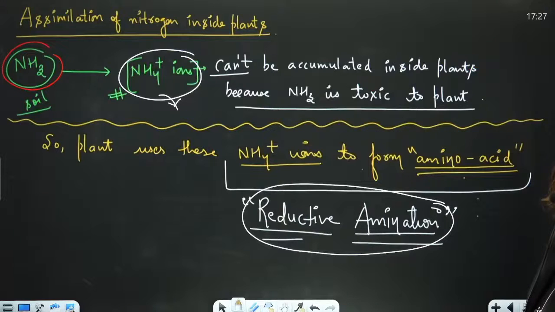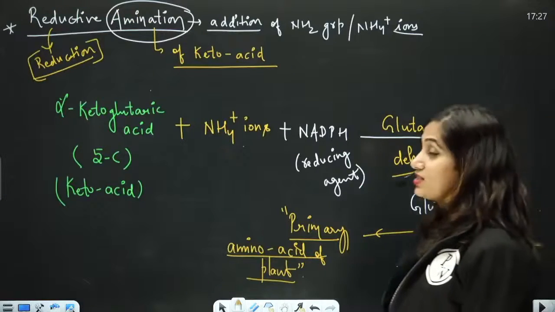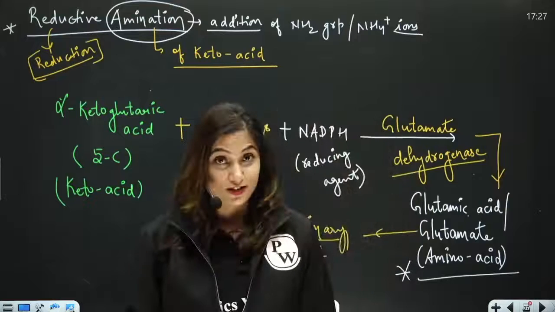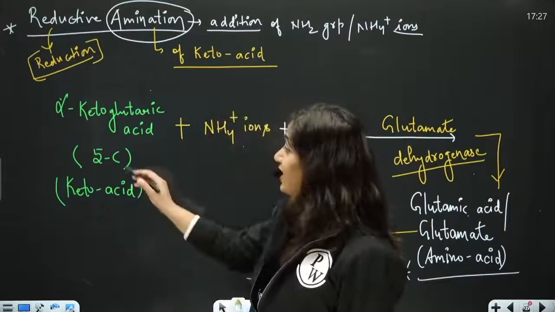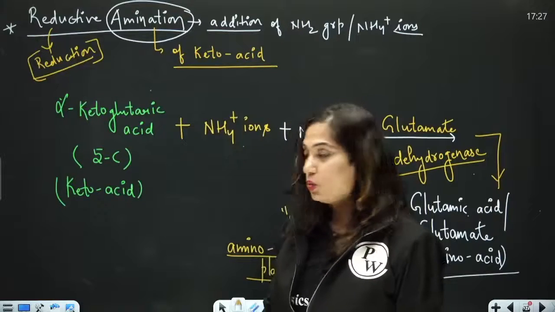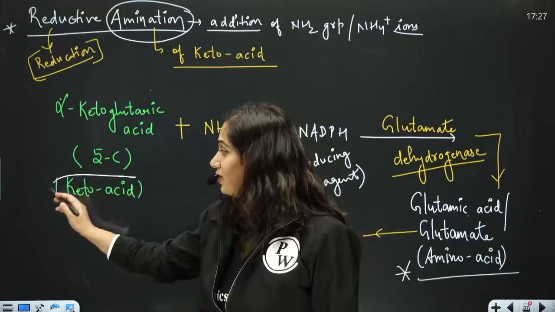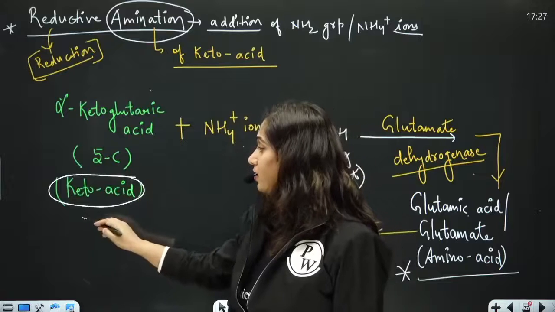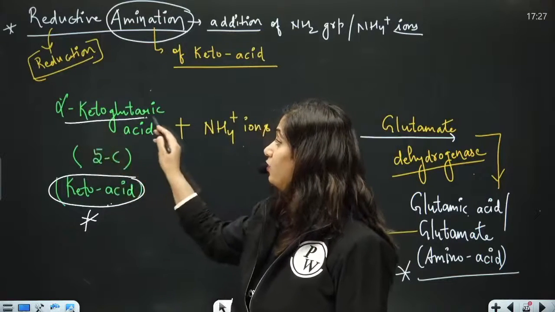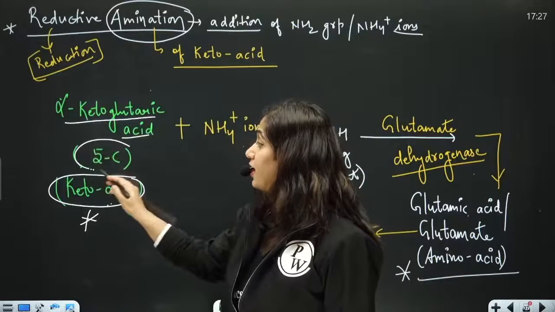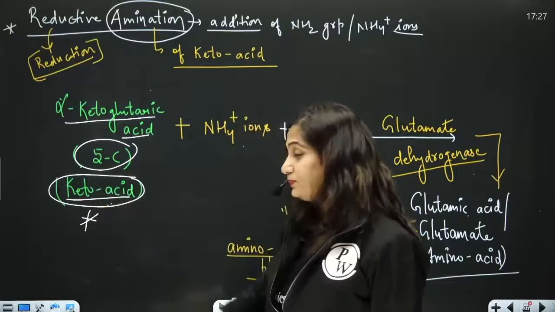How the plants use this ammonia? They do reductive amination. Now let's see what is this reductive amination. In this process, we take a keto acid. We take a ketone compound, ketone group containing acid called as keto acid. And alpha ketoglutaric acid is a 5-carbon keto acid.